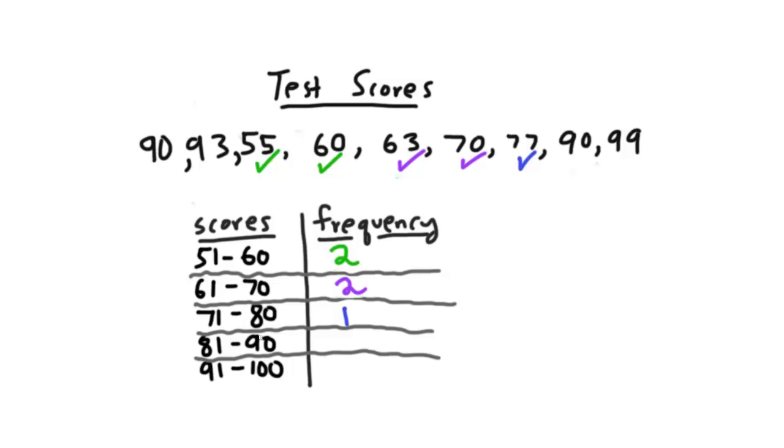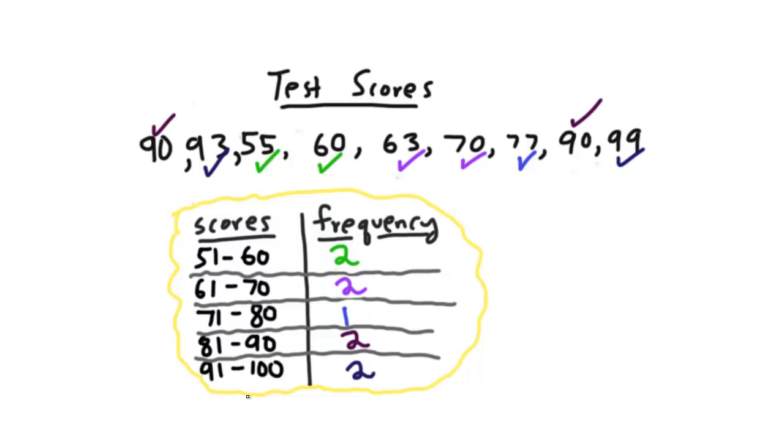And then we'll do 81 to 90. So we have 1 here, another 1 here, so we have 2 of those. And then for 91 to 100, we have 93 and 99. So again, that's 2 also. Okay, so what we created is a frequency table, where the scores are on the left hand side and the frequency is on the right hand side.